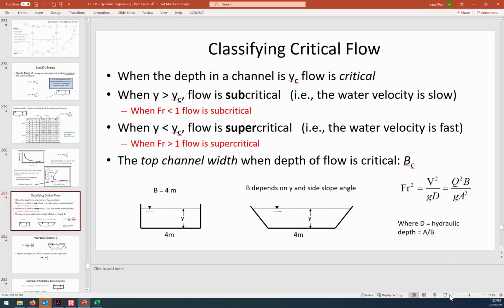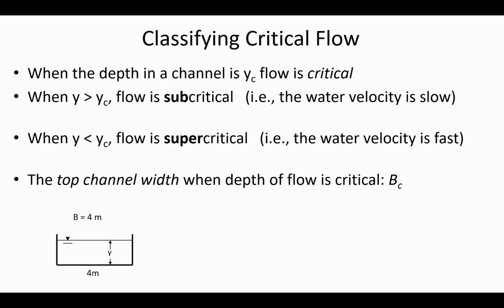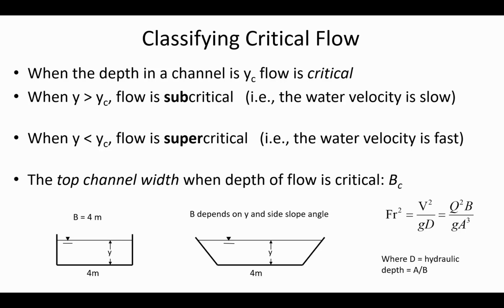Okay, so just talking about the classification. You can either classify the flow regime by depths, or you can classify the flow regime by calculating the Froude number. And I think you've done Froude number before. Do you remember calculating the Froude number in a previous assignment? There's a couple of different equations for it.